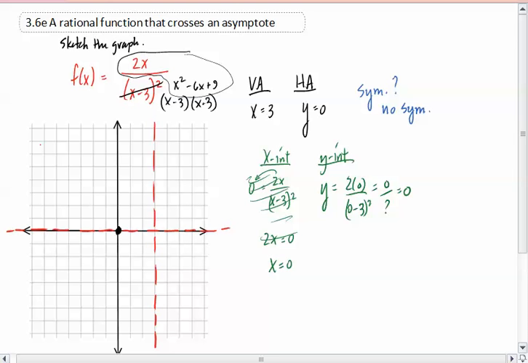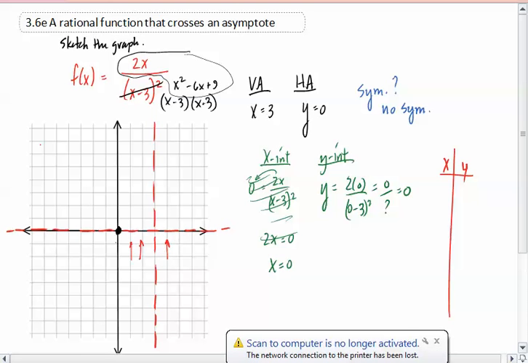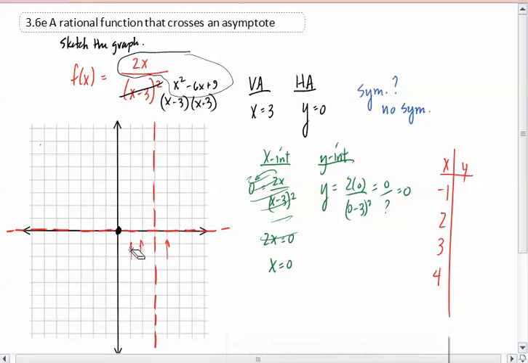The last thing I'm going to do is take a few points. I want to make my table very graph friendly. I'd like to know what happens at 1, at 2, possibly at 4, and maybe at -1. So I'm going to go with -1, 2, 3, and then 4. Those are the values I'm going to put in for x and see what happens for y. I put in a -1. I'm just going to tell you what I got: -1/8. You can crank out the values on your own. If I put in a 2, I get a 4.